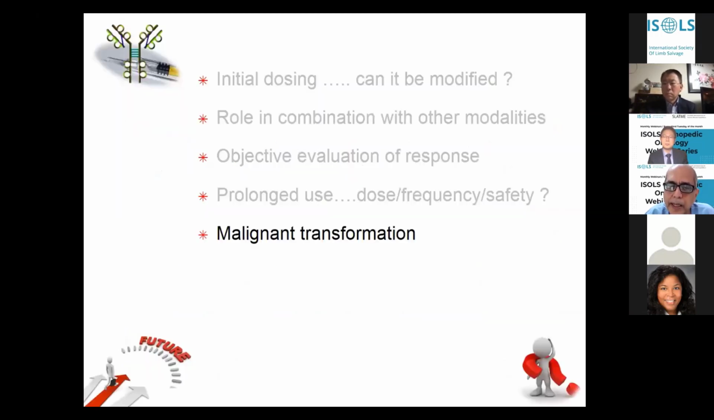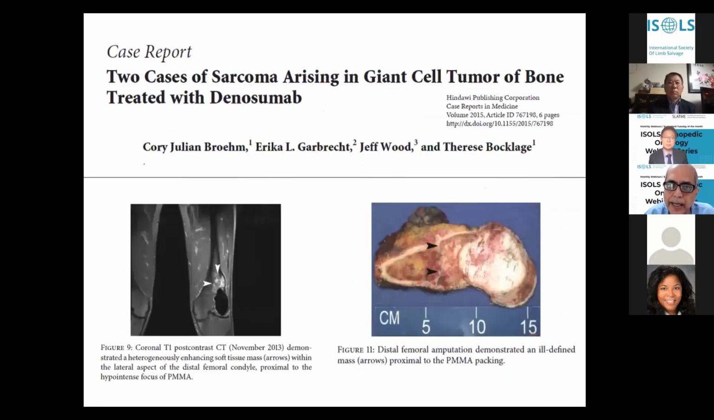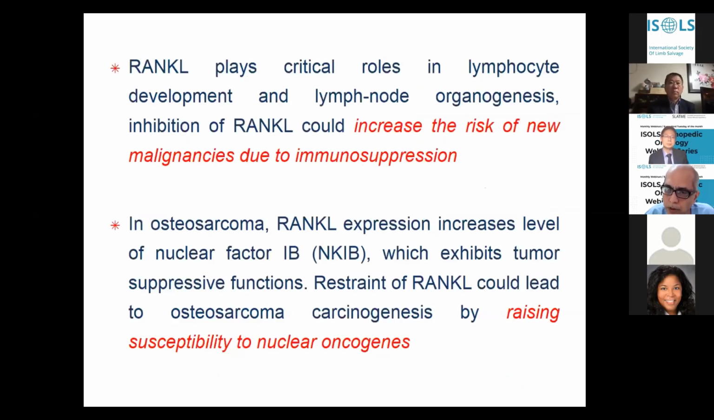One of the biggest dangers or queries has been the malignant transformation of giant cell tumor when we use denosumab. We've had the occasional case reports that speak about this malignant transformation. And why do people have this doubt? Because RANK ligand plays a critical role in lymphocyte development and lymph node organogenesis. And therefore, inhibition of RANK ligand could possibly increase the risk of new malignancies. Also, RANK ligand expression increases the level of nuclear factor 1b, which inhibits the tumor suppressive function. And therefore, restraint of this could lead to osteosarcoma carcinogenesis by raising susceptibility to the nuclear oncogene.